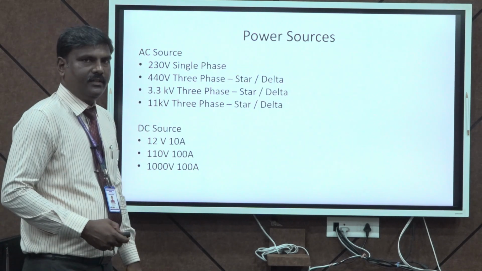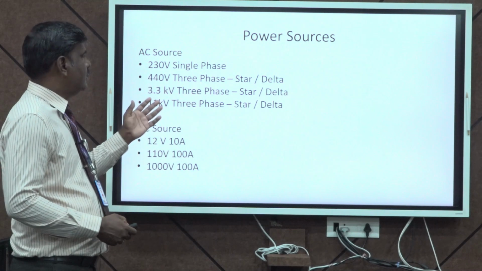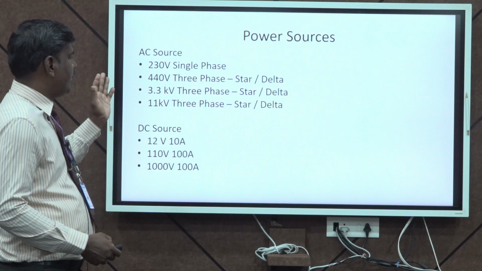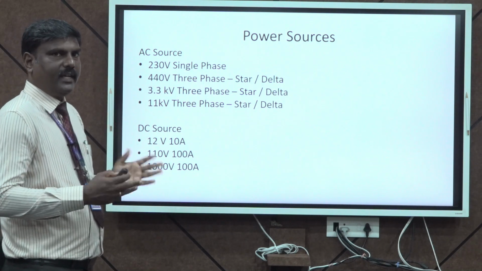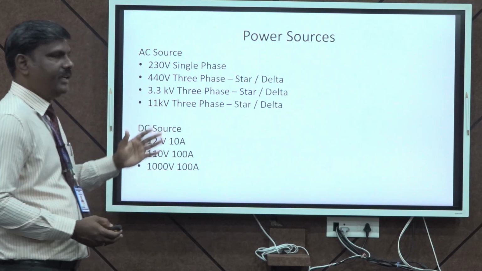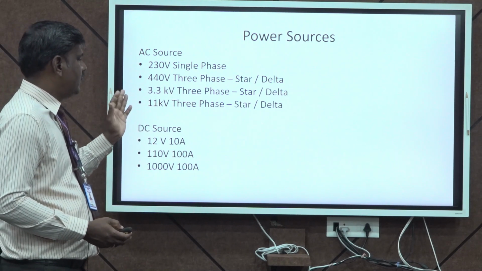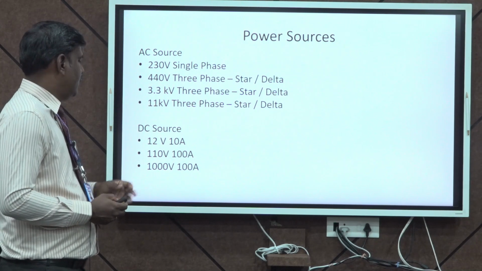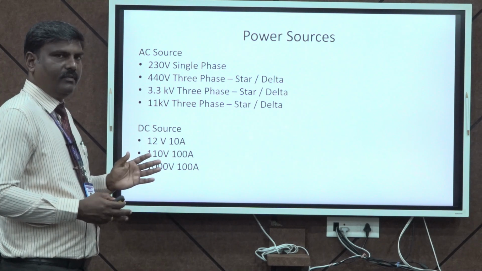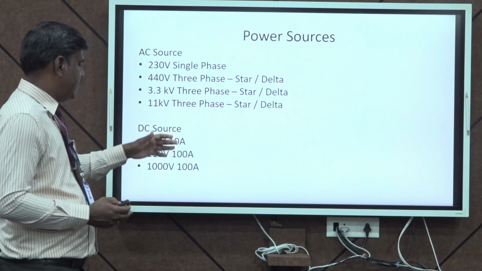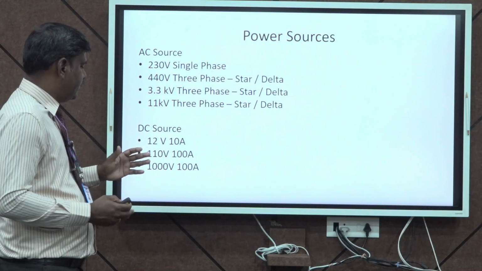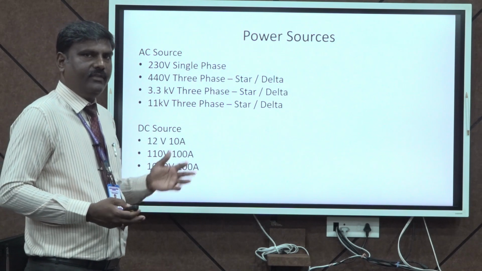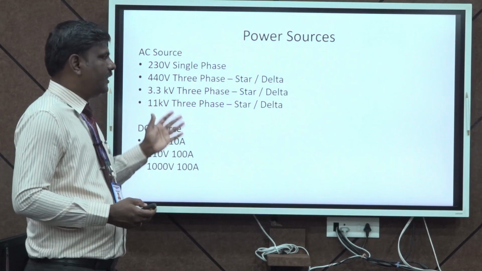These are the various sources, not limited to this. If you see AC source, 230 volt single phase, 440 volt 3 phase, that is also categorized into star and delta, 3.3 kilovolt and 11 kilovolt 3 phase AC system. A variety of types of AC sources are available. In case of DC source also, a variety of sources are available, 12 volt, 10 ampere, 110 volt, 100 ampere, 1000 volt, 1000 ampere or 100 ampere, like that a variety of sources are available, not limited to this.